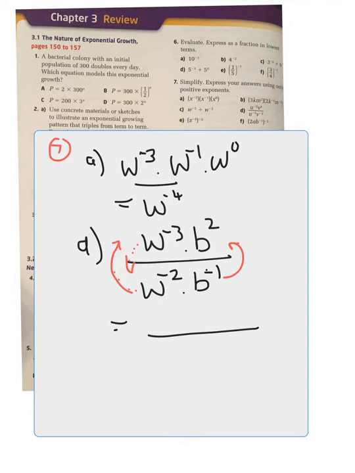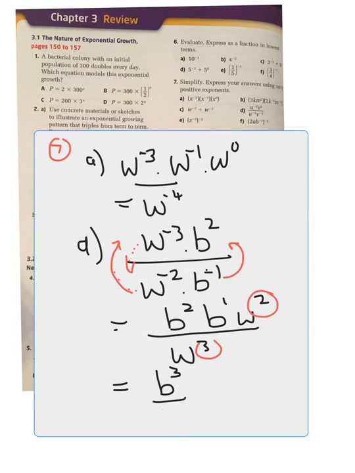So we get B squared on top, that stays where it is. The B^-1 goes up as B^1. On the bottom we get W^3, and of course the W^2 went up as well. So on top we get B squared times B is B cubed, and W cubed on the bottom underneath W squared is going to be W on its own. So the final answer is B cubed over W.